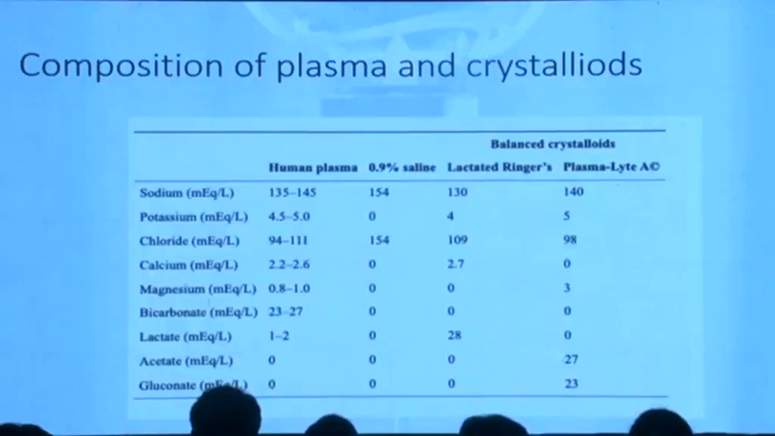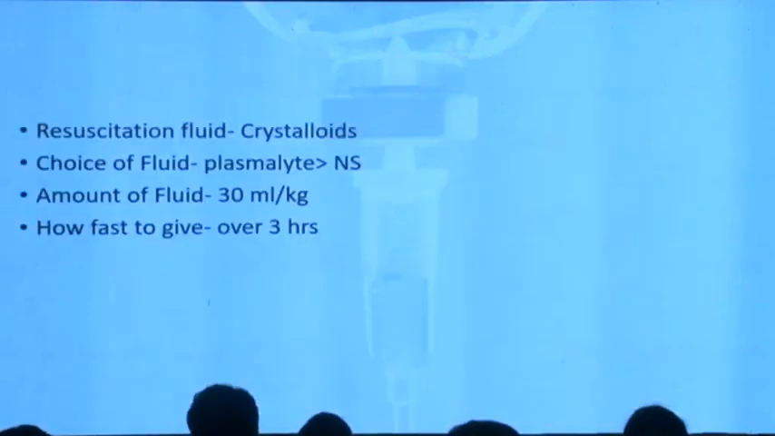electrolyte imbalance, hyperchloremic metabolic acidosis, and it can even cause some metabolic derangement like increased PT, PTT, and especially in a sick child, it can cause coagulopathy, and there is increase in mortality.